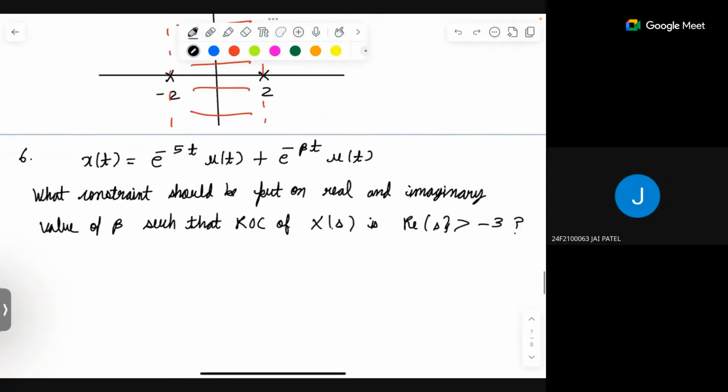There is this signal x(t) equal to e raised to the power of minus 5t u(t) plus e raised to the power of minus beta t u(t). The question is, what constraint should be put on real and imaginary values of beta such that the ROC of X(s) is real of s greater than minus 3? Do you want me to solve it or do you want to try it? No, I will try it once. Okay, take 2 minutes.